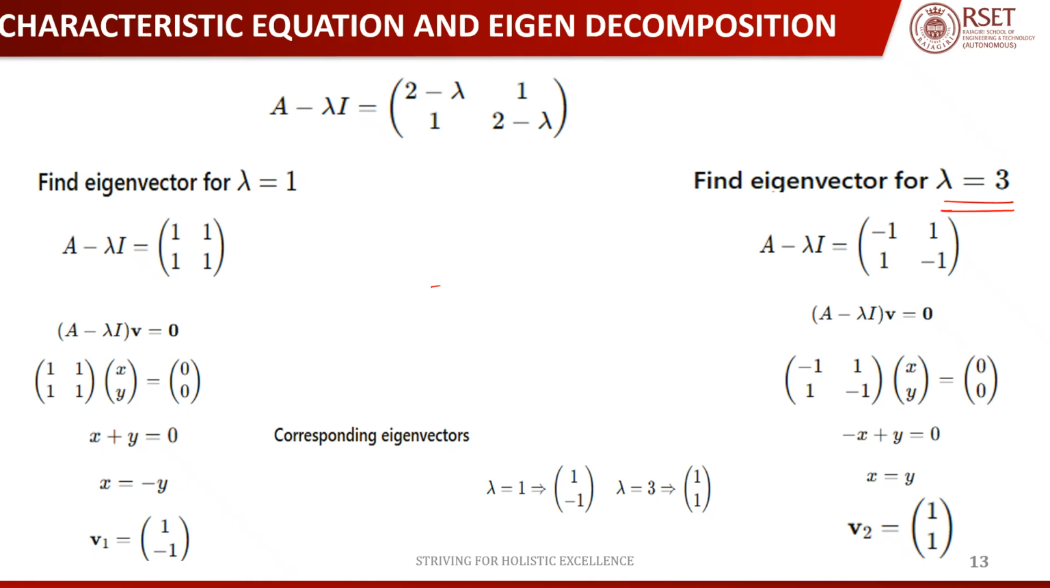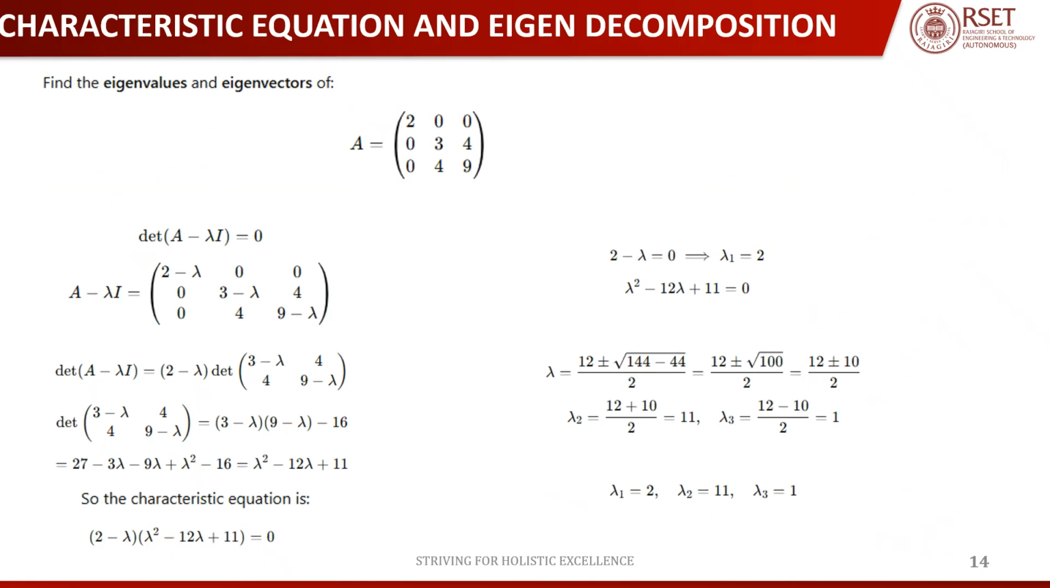And for a 2 by 2 matrix, in general, for an n by n matrix, you will always have n eigenvalues, but you need not have n linearly independent eigenvectors. We'll see such problems. So let's move on to a 3 by 3 matrix question. In this question also we are asked to find the eigenvalues and the eigenvectors of this particular given matrix.